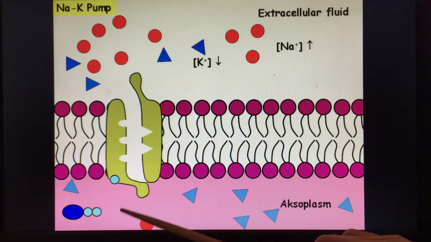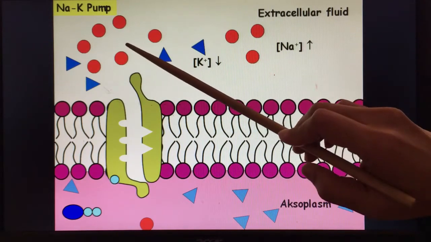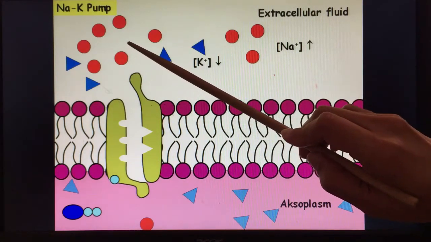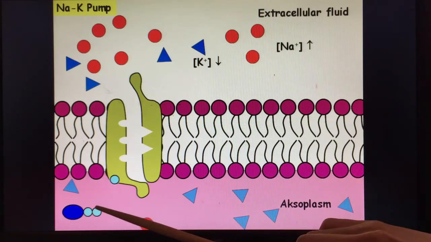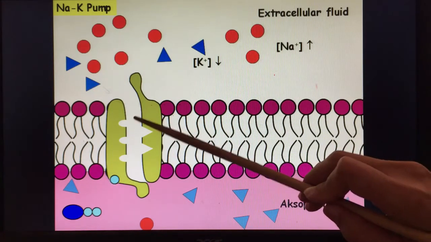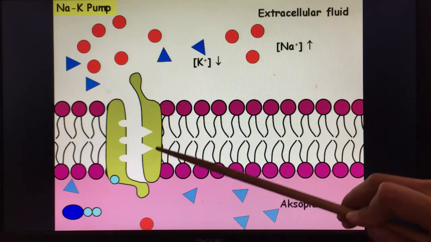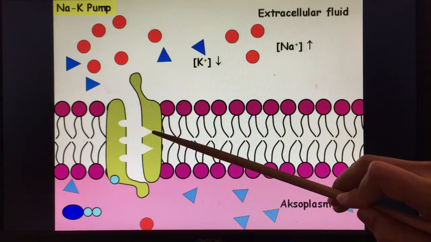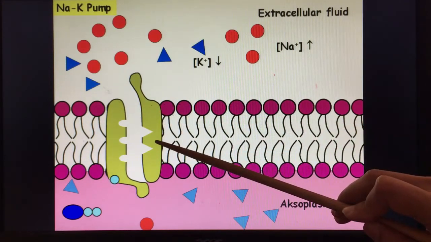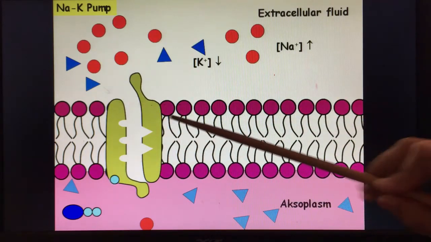Even though the concentration of sodium ion is lower on the inside, it will still be transported to the outside the cell. That's why it needs the ATP to supply the energy for this process. And you please take note here that the potassium ion binding site is now available to transport the potassium ion. So 2 potassium ion will bind to this region.